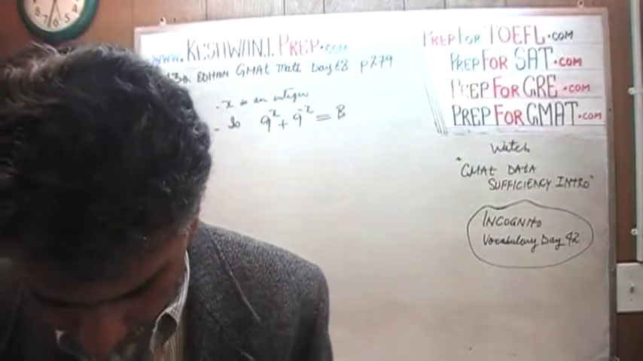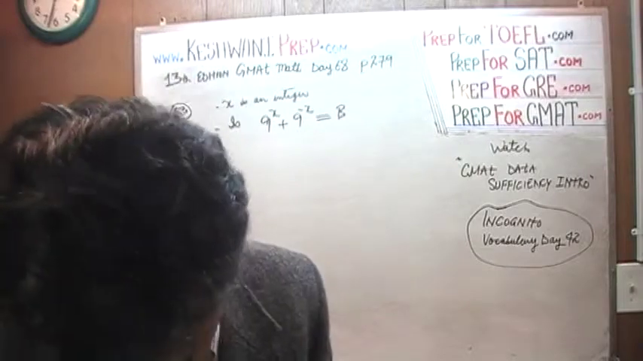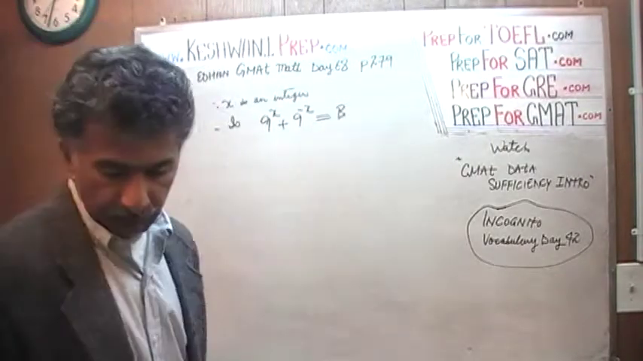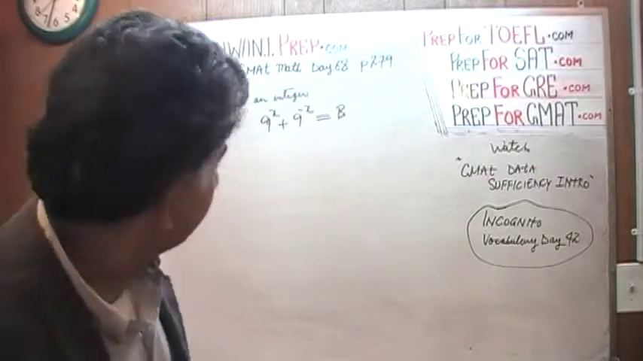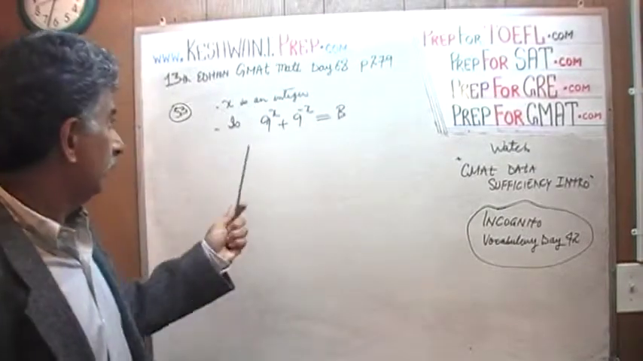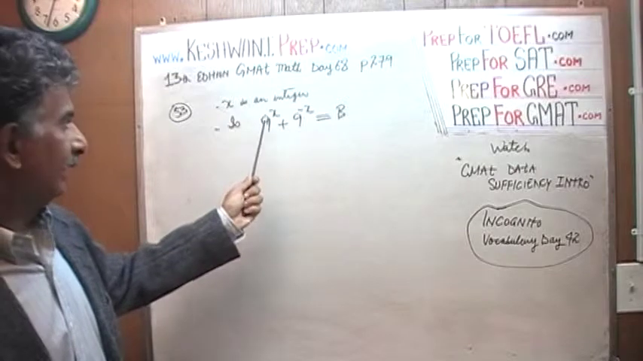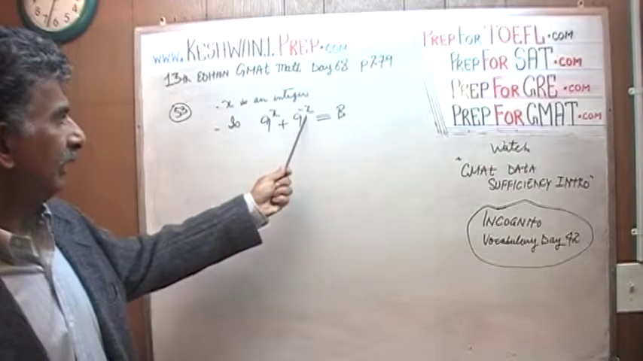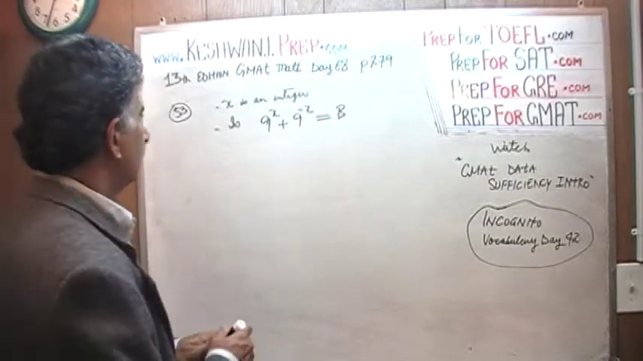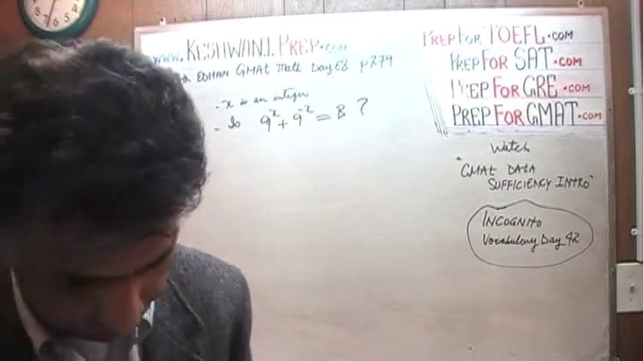The problem that we are about to solve is the one that you will find on page number 279, and today is our lesson number 68. Problem number 53 is what we're going to do just now. The problem is already on the blackboard. It says if x is an integer, does the quantity 9 raised to x plus 9 raised to negative x equal b? That's all they're looking for.